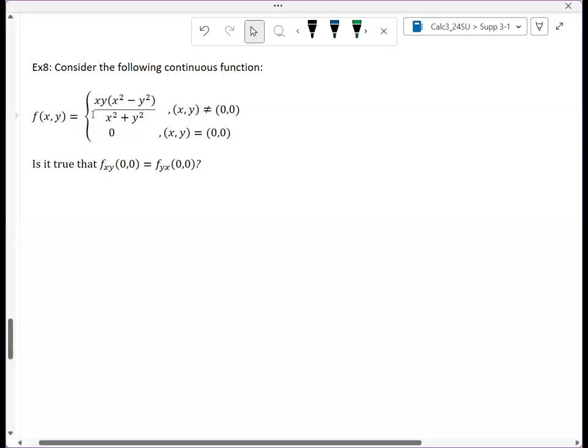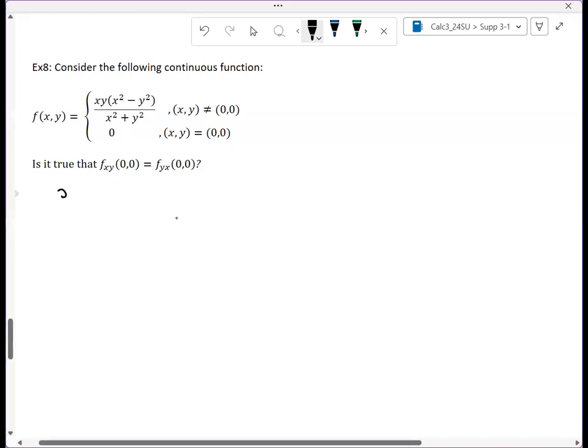Okay, so we've seen this function before. Obviously, this function has a problem at (x,y) equals (0,0). We're dividing by 0 there. So we'll define f of (x,y) to be this function for all (x,y)'s that are not the origin, and we'll define it to be 0 at the origin. And our question is: is it true that the mixed partials f_xy at (0,0) equals f_yx at (0,0)?